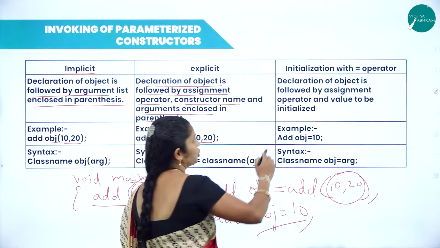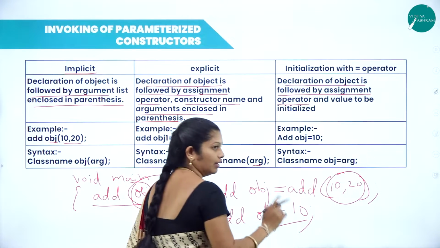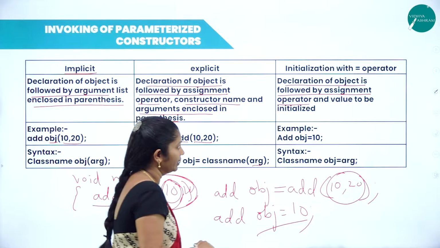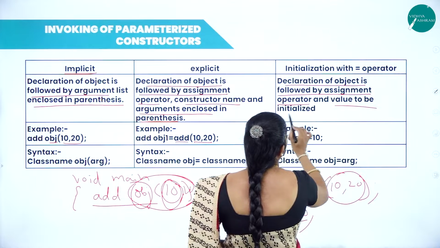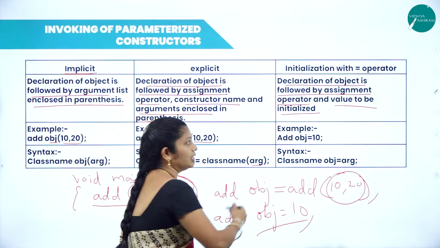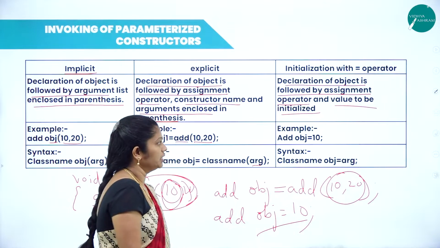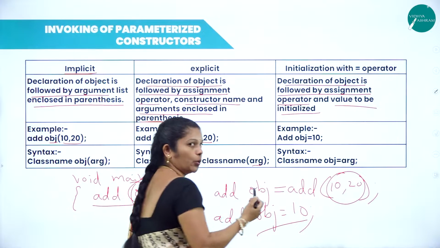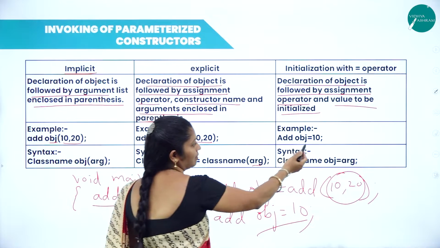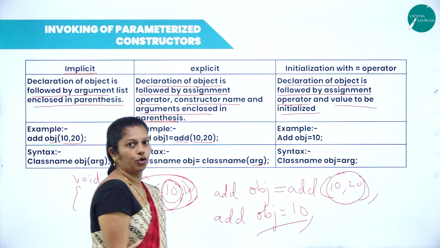That is, the declaration of object is followed by the assignment operator. The equal symbol is called the assignment operator, and then the value to be initialized. Whichever value you want to initialize with, write down that value. If you see the example, Add object equals 10. That means 10 is the value here. Whichever value you want, you can give, 10, 20, 30, then a semicolon. While writing the syntax: class name, object equals argument.